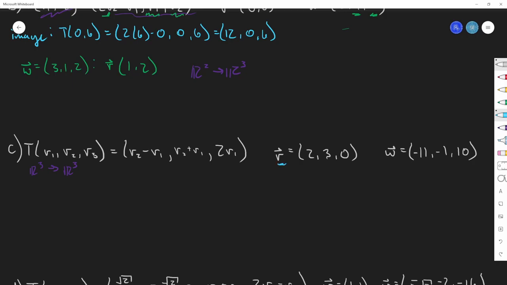So this is our v. We're going to plug in 2, 3, 0, and that is going to be 3 minus 2, 2 plus 3, and then 2 times 2, and that would be 1, 5, 4. So that is our image.